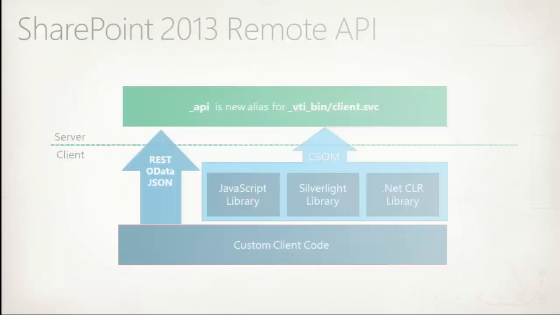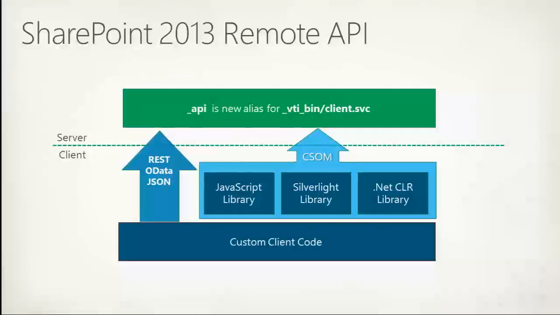So with that, this is what the landscape of our remote APIs looked like in 2013. The stuff that we built out started off in the 2010 timeframe with the JavaScript libraries, Silverlight libraries, .NET, and so on, all of that talking to client.svc, and now direct access via REST. And so, whatever your client stack is, you should have an API that's available for you to use.